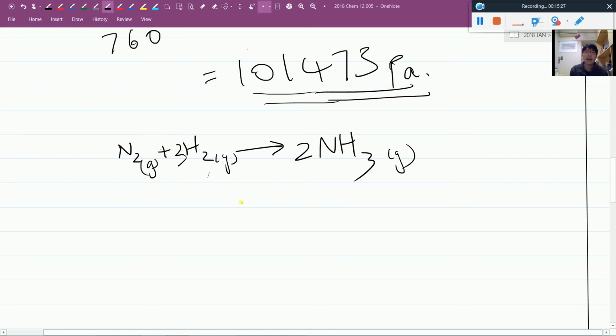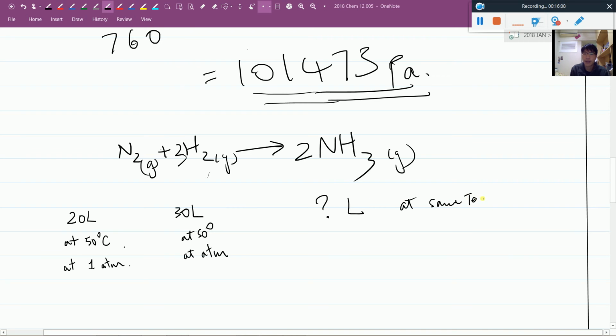Then, what if I like to say 20 liters at 50 degrees Celsius, and then the pressure is at 1 atmosphere. I'd like to find out, so I have 20 liters with 30 liters at the same temperature for both of them. And how much gas would I be able to produce in terms of ammonia at the same temperature and pressure?